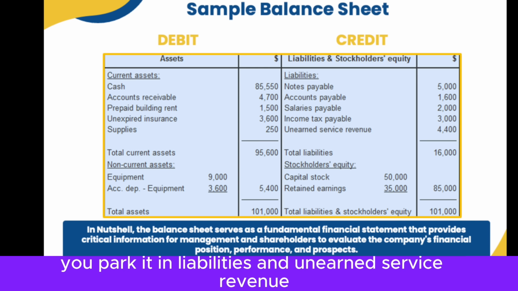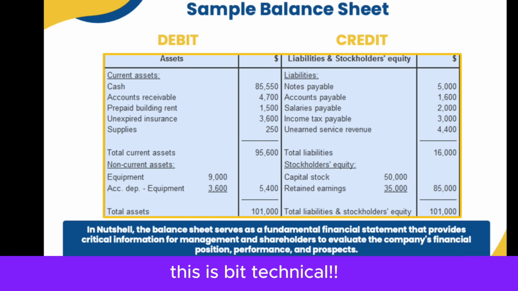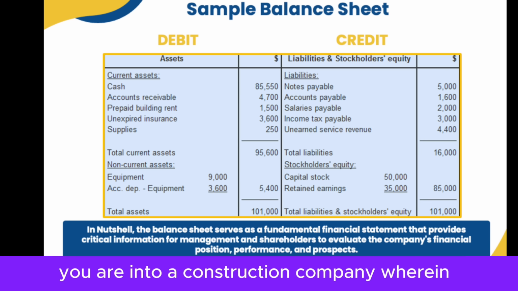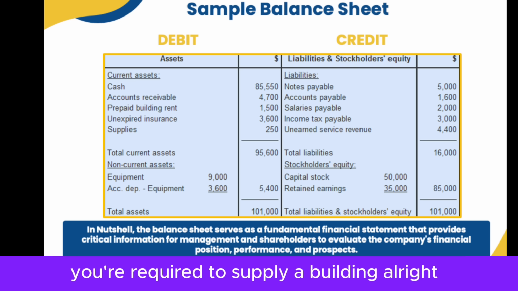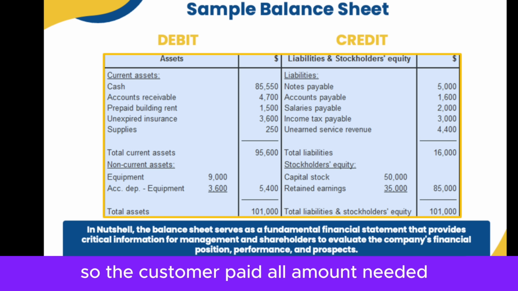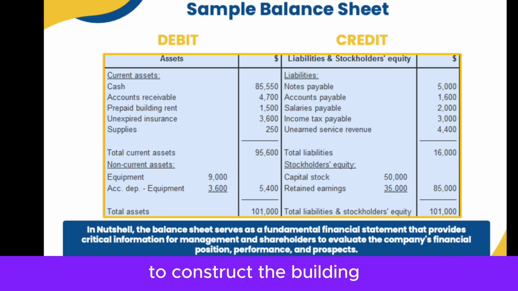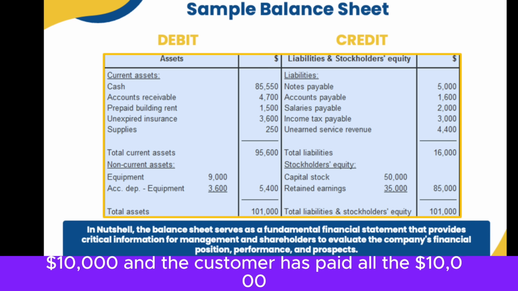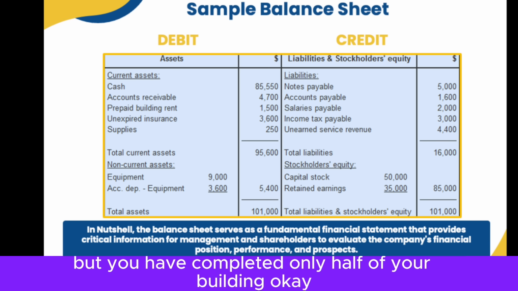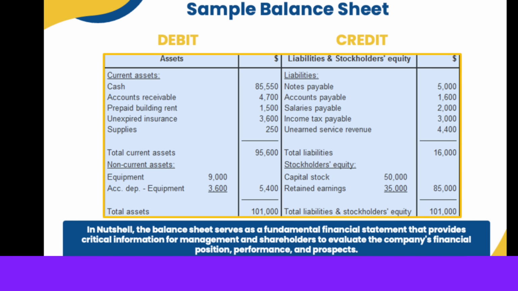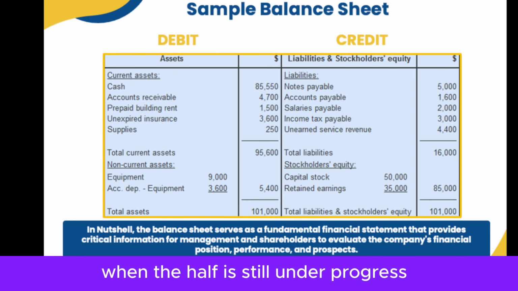Unearned service revenue, this is a bit technical. Suppose, for example, you are in a construction company wherein you are required to supply a building. The customer paid all the amount needed to construct the building. Let's say the building cost $10,000, and the customer has paid all the $10,000. But you have completed only half of your building, and the half is still under progress, still under construction.